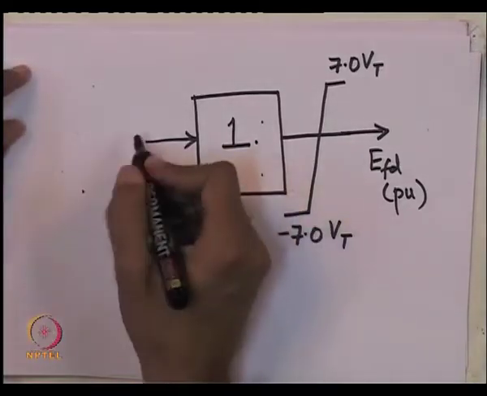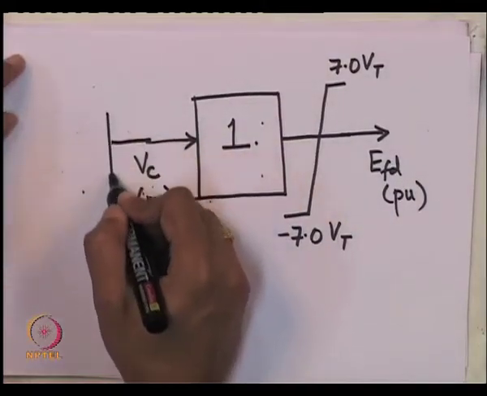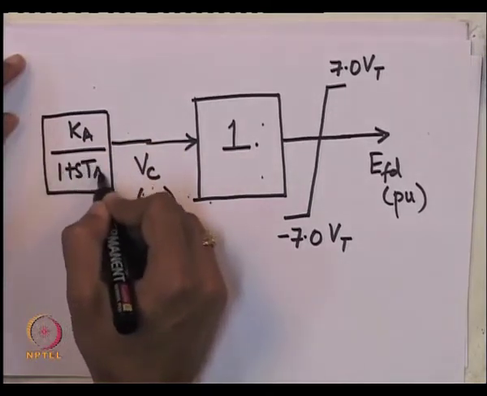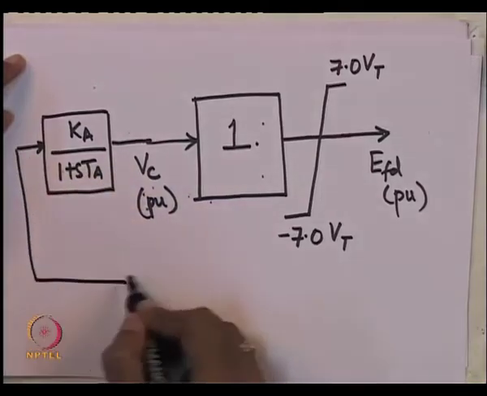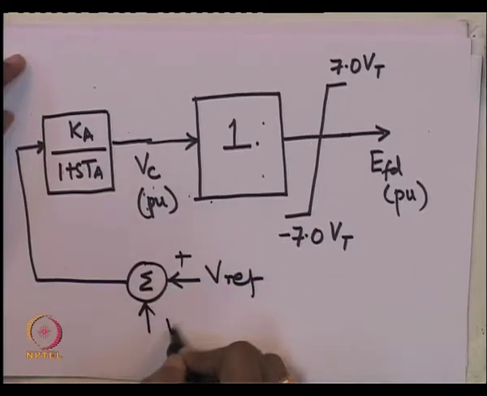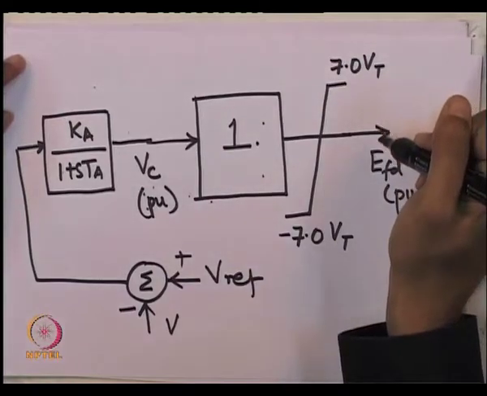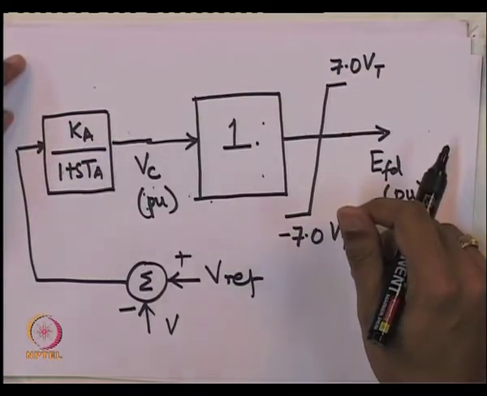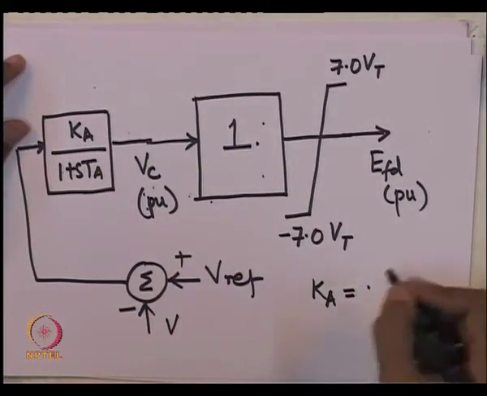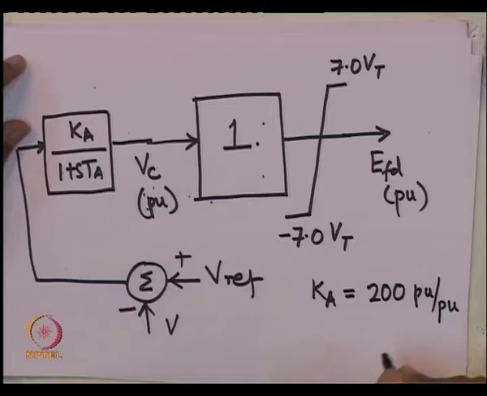Okay. The AVR, this is the excitation apparatus. The AVR, let us assume, is a simple proportional controller of this kind. This is the error signal, this is Vref, this is V. So, this is your AVR and power excitation system block diagram. Okay. Ka is typically around 200 to 300 or even 400 per unit by per unit. The gains are in per unit.